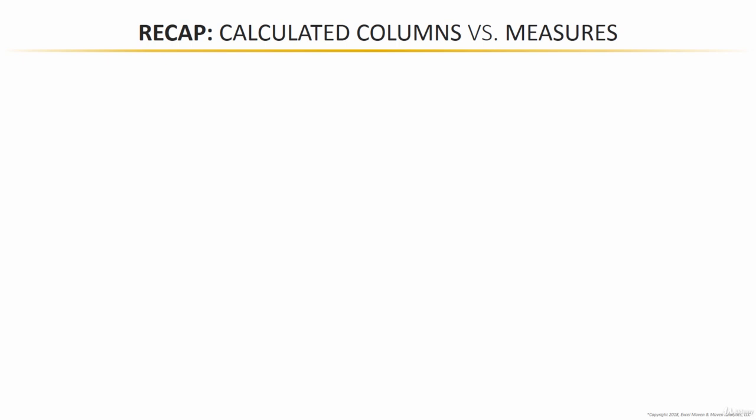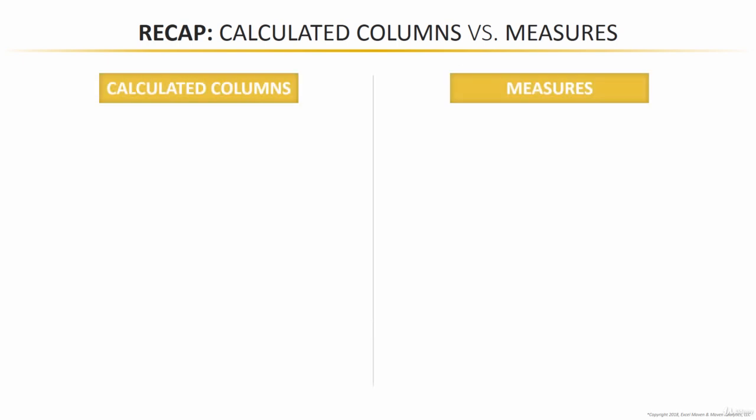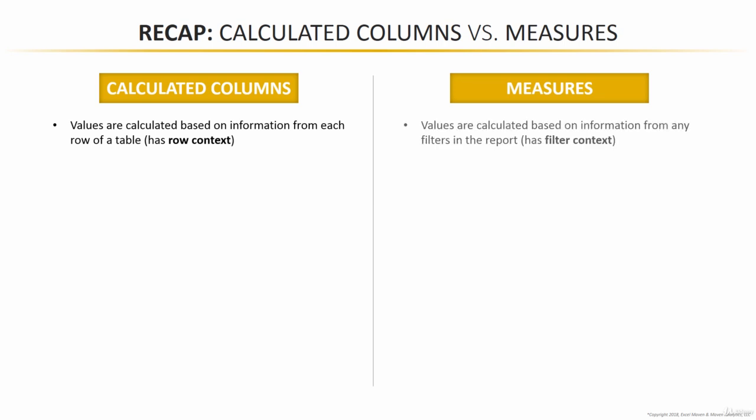Let's take a minute and walk through a quick recap of calculated columns versus measures in one place. So on the calculated column side, these values are calculated based on information from each row of the table. They have row context. Measures are calculated based on information from filters in the report. They have filter context.